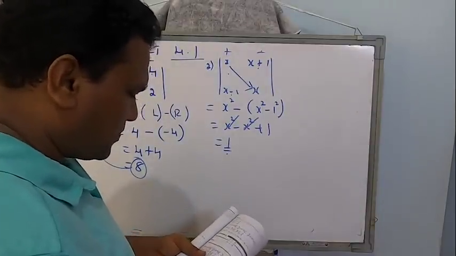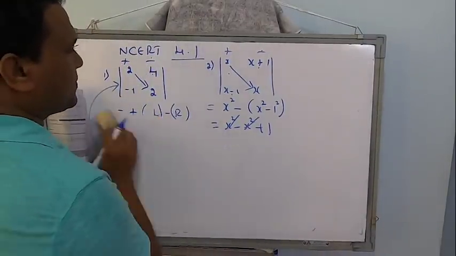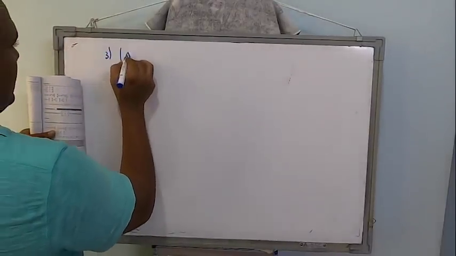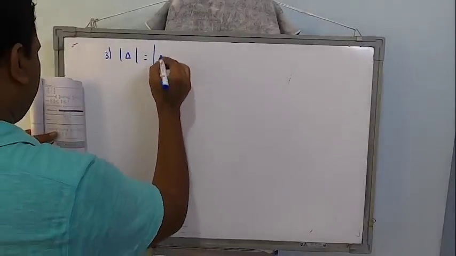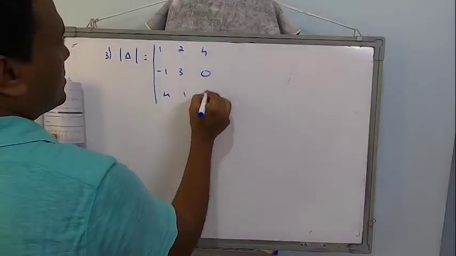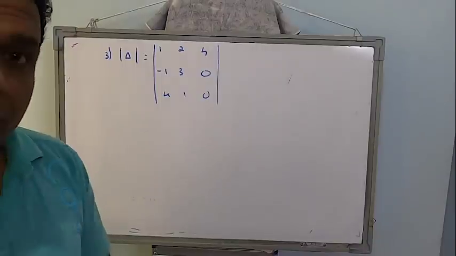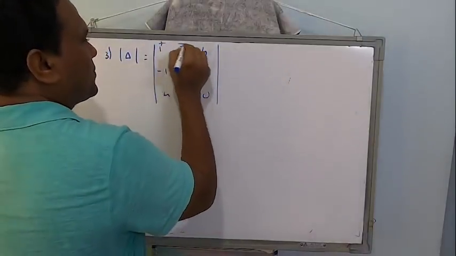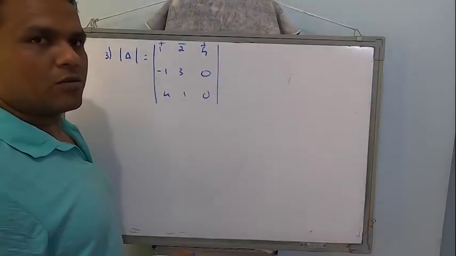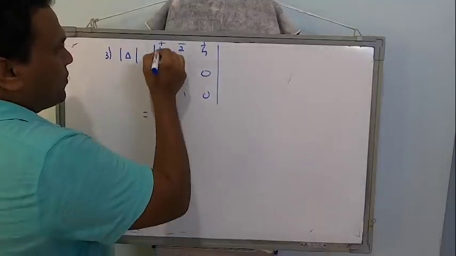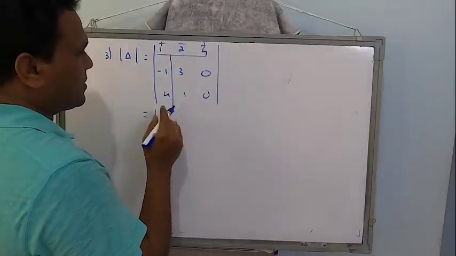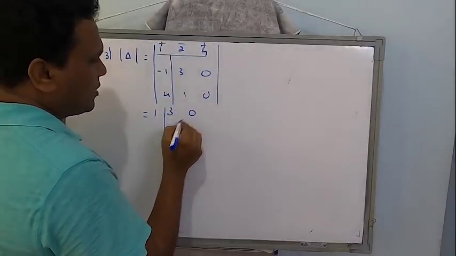So let's go for the next one. Problem number 3. In problem number 3, the determinant delta is 1, 2, 4, minus 1, 3, 0, 4, 1, 0. So how to expand, from where to expand? It's your wish. I will take the first row always, and I will write on top of the first row the sign associated with the first row elements. My first element is 1. Leaving that row and that column, the remaining elements are 3, 0, 1, 0.